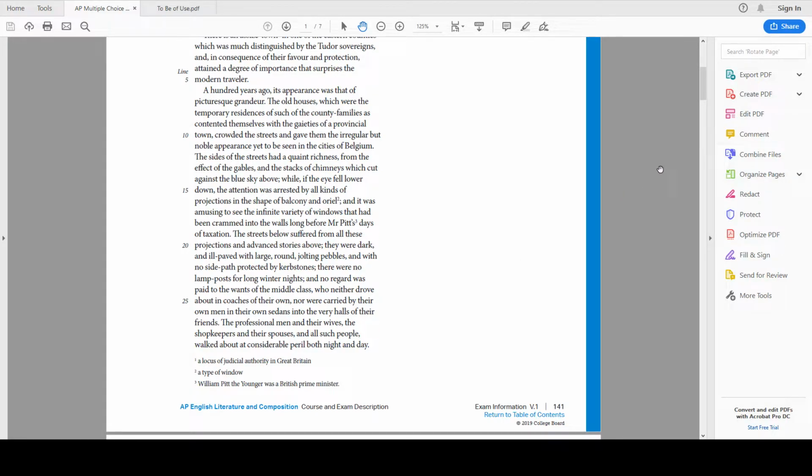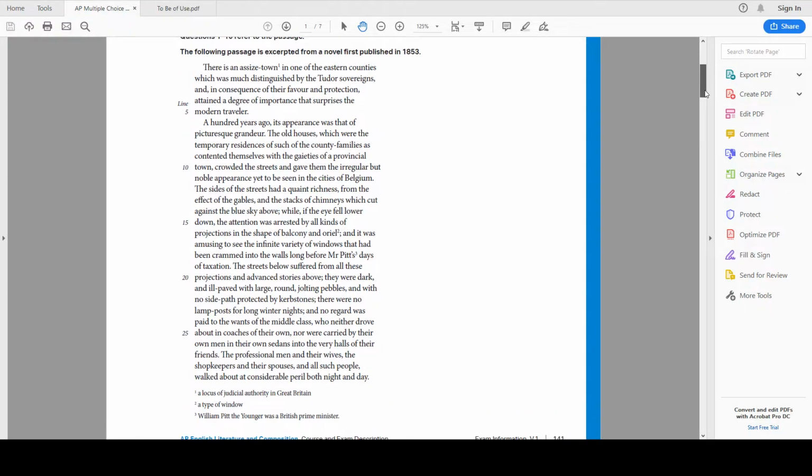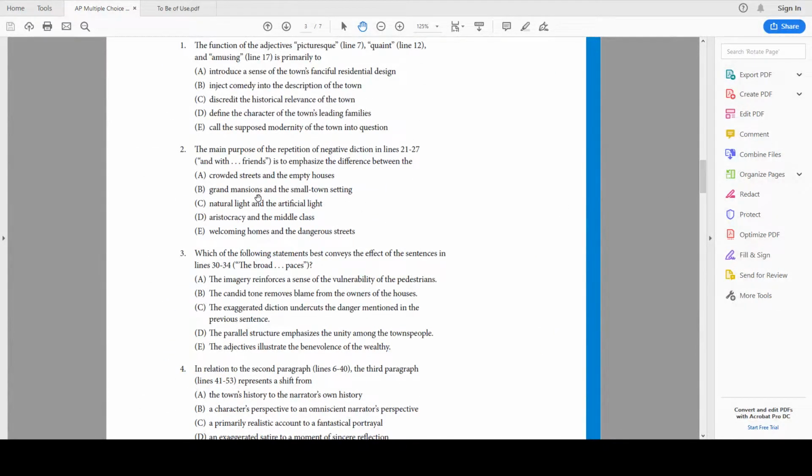Nope. I don't see any, and if you don't see it, if I'm being too quick with the passage, go ahead and just pause the video and read it yourself. I don't see anything that could qualify as talking about how many people are where. Okay. Grand mansions in the small town setting.